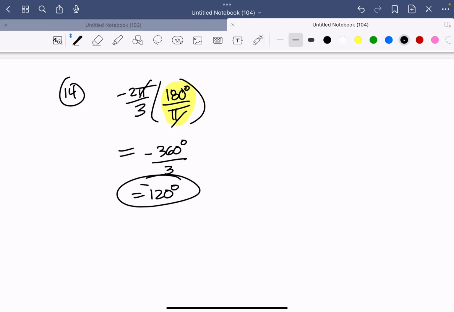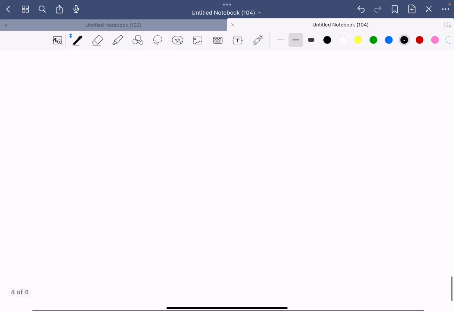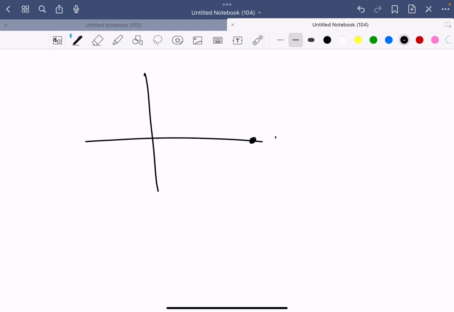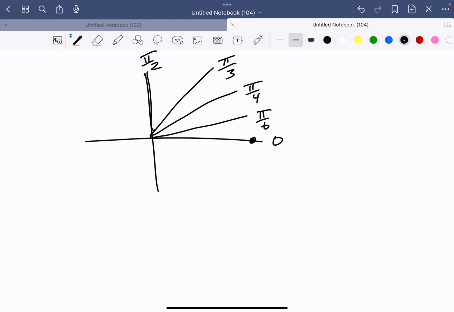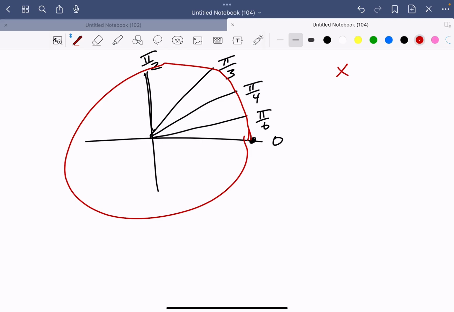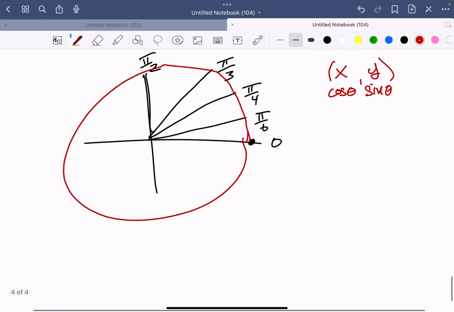Right? Now, last question on this part of the review. If we have 0 and then pi over 6 and then pi over 4 and then pi over 3 and then up here is pi over 2, I want to know on the unit circle what are the x and y coordinates. Well, we know that x is just the cosine and y is just the sine. So we are going to use our trig hand. And so for 0 radians, since the radius is 1, it's going to be 1, 0, because there's a height of 0.